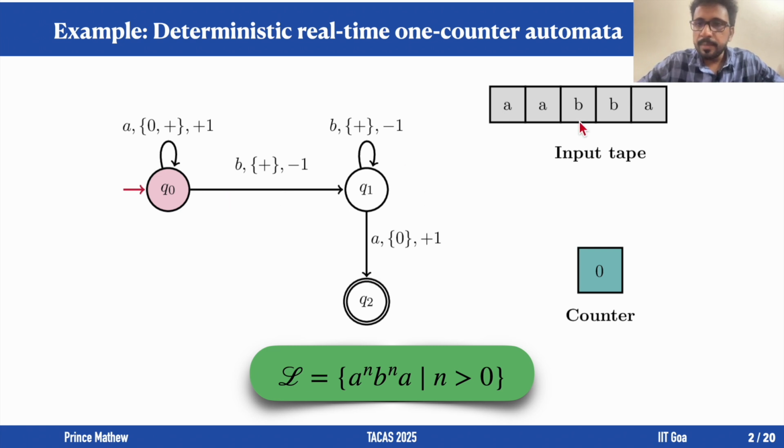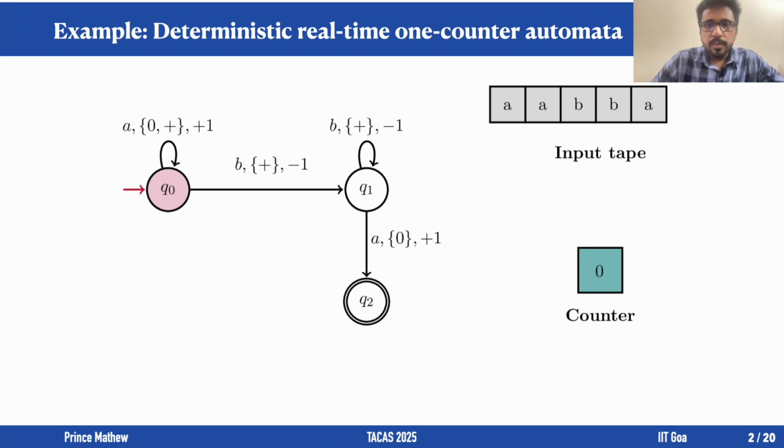Let's say you have a, a, b, b, a on your input tape. Initially your counter value is 0 and you are in state Q0. You increment your counter by 1 on this transition, your counter becomes 1 and you are in state Q0. On the next a, again you increment your counter by 1, and you are in Q0. On seeing the first b, you take this transition from Q0 to Q1 and decrement your counter by 1, so your counter becomes 1. On the next b, your counter value is positive, so you can take this transition. You decrement your counter by 1 and your counter becomes 0. Now on reading the next a, your counter is 0, so you can take this transition from Q1 to Q2 and reach the final state. So the word aabba is accepted by this DROCA.